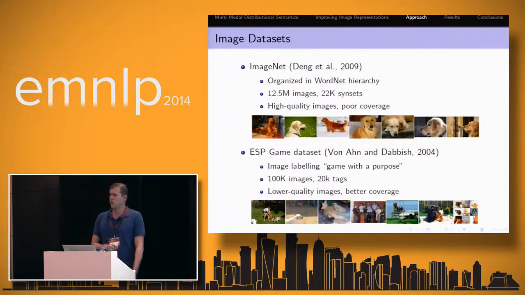And these images tend to be lower quality because they've just been retrieved from the web. But they do have much better coverage because people have actually been labeling this, and people tend to prefer less specific labels, I guess, than if you do it the other way around, which is what they did for ImageNet.